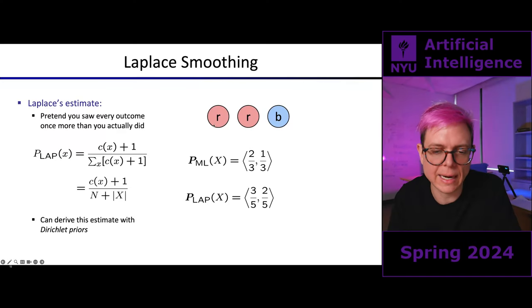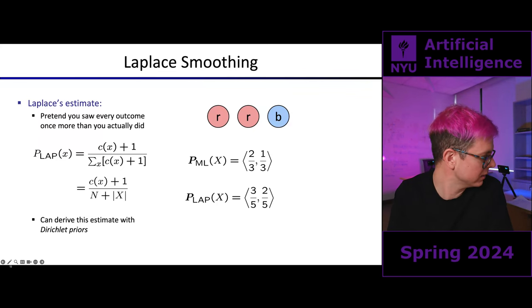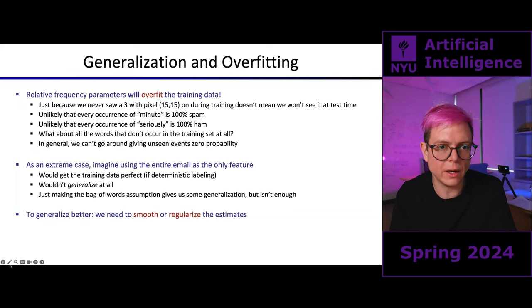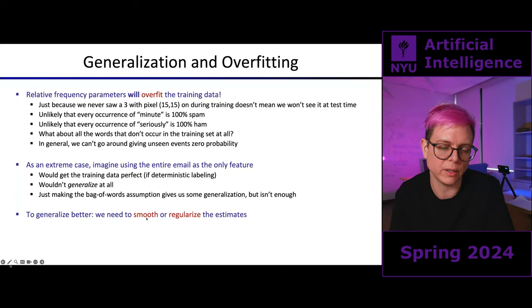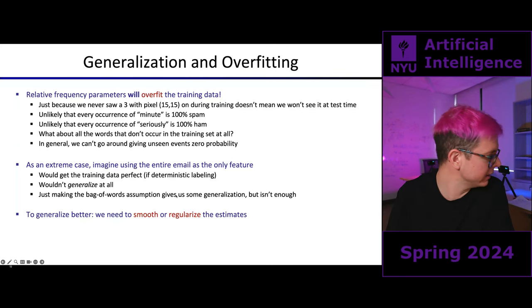What is the point of Laplace again? Laplace allows you to undo the overfitting. By computing the relative frequencies, you're fitting, as we said in the previous slide, relative frequencies will overfit the training data. We said several options, and I also showed you mathematically why this is the case. Then if you want to fight overfitting, you have to introduce some smoothing, or some regularization. I haven't yet shown you how this is smoothing.